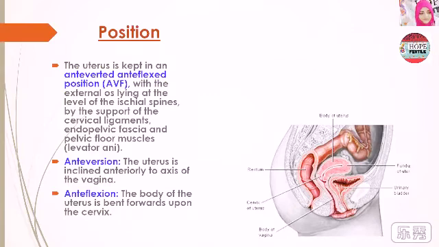So, position of the uterus. The uterus is kept in an anteverted, anteflexed position with the external os lying at the level of the ischial spines by the support of the cervical ligaments, endopelvic fascia, and pelvic floor muscles, levators. Anteversion means the uterus is inclined anteriorly to the axis of the vagina. Anteflexion means the body of the uterus is bent forwards upon the cervix.